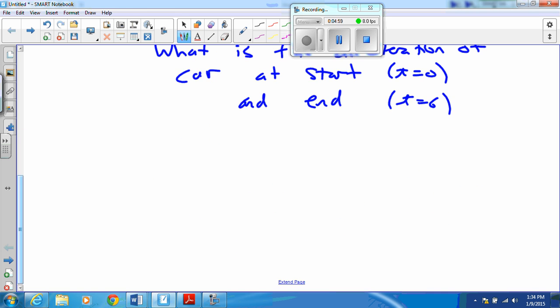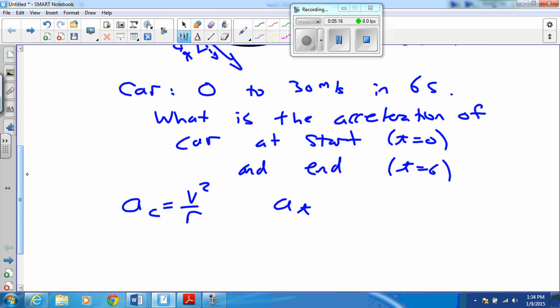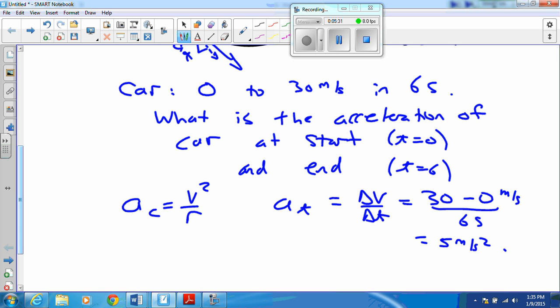Okay? So we're going to think of the acceleration as having two components, AC and AT. And the AC is going to have the value of v squared over r at every single time. And the AT is going to be the acceleration that changes the speed, and that's going to be the change in speed over the change in time. And the change in speed over change in time is easy to compute. It's 30 minus 0 meters per second over 6 seconds, or 5 meters per second squared.